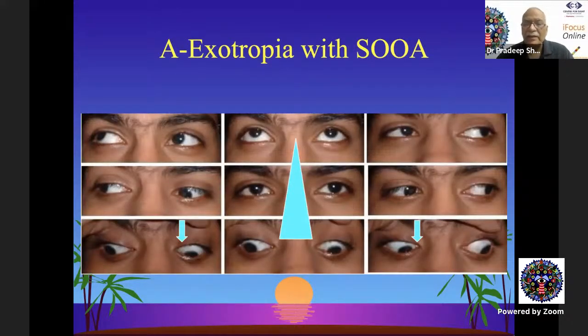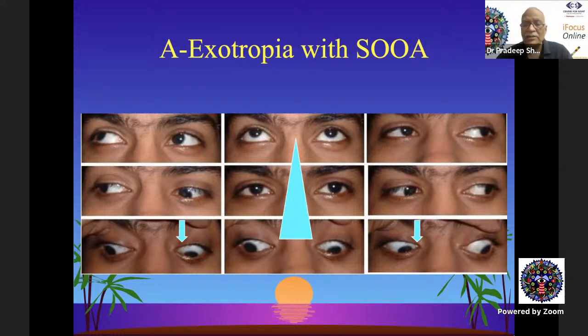Now here you have A exotropia. And you can see the over depression of the adducting eye in the right eye as well as the left eye, on looking down on the right and looking down on the left. Can you all see that? So this is a situation in which there is an A pattern exotropia with bilateral superior oblique overaction.